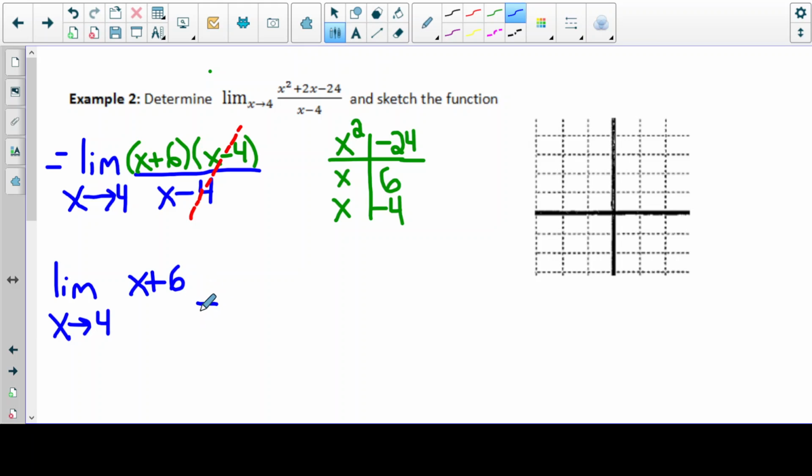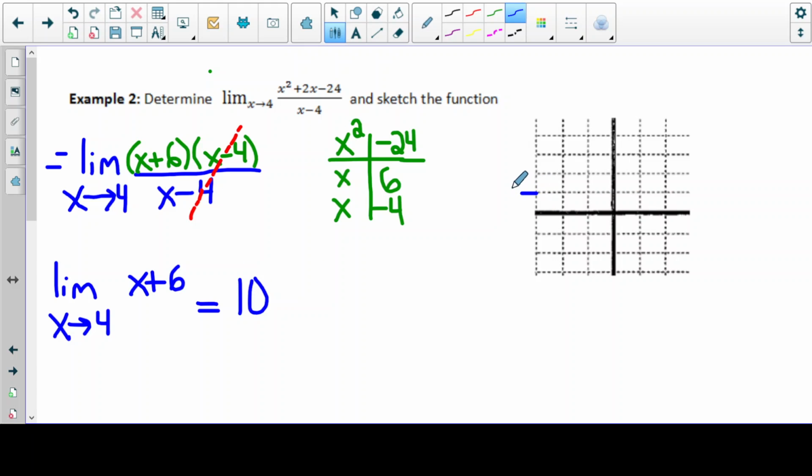And with no denominator to worry about, I can plug in 4 and get 10, because 4 plus 6 equals 10. Now, what does that look like on the graph? What do we have here? Because I do have a limit of 10. I don't have my graph as 10.